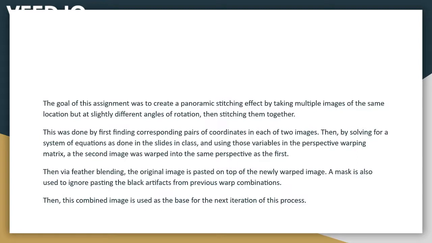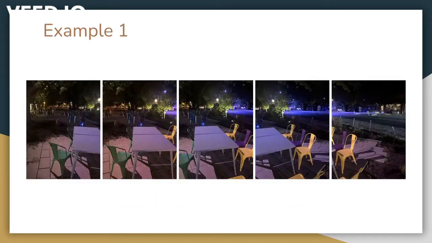And then finally, this combined image is going to be used as the base for the next iteration of this process. So here's one example of the panoramic stitching that I was able to accomplish.